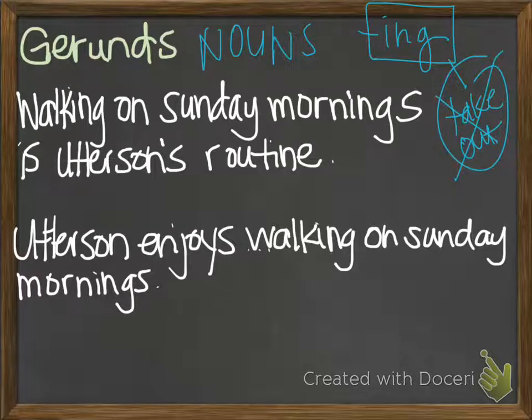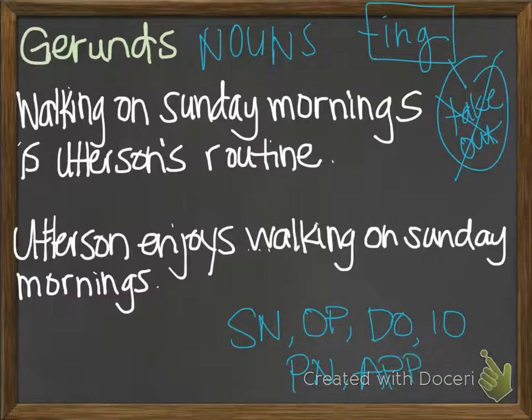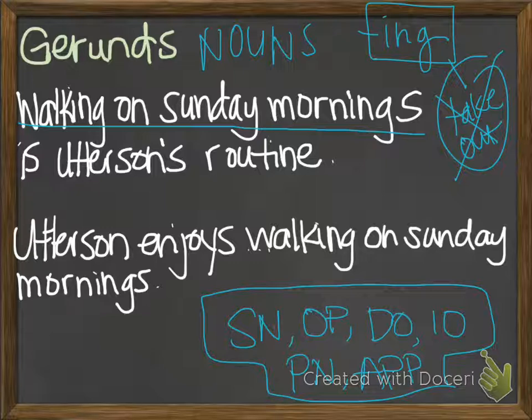The noun jobs they could be are subject noun, object of the prep, DO, IO, PN, or appositive. So you have to know these in order to figure out what gerunds are acting as. So I have the same gerund in all these following examples, but they're used in different parts of the sentence as different noun jobs. So here you have walking on Sunday mornings is Utterson's routine.